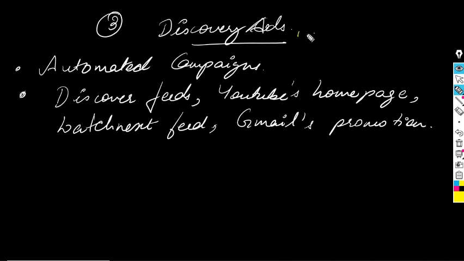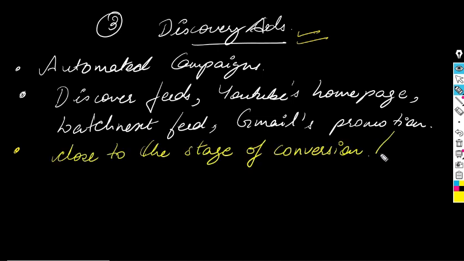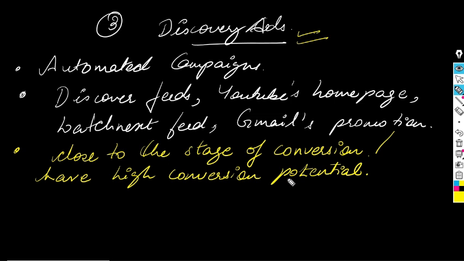So here you'll see that discovery ads is basically useful when you know that the people are more close to the stage of conversion, or they have a high conversion potential. Now the question is, why is this advertisement going to appear only at these places? Discover feeds, YouTube homepage, watch next feeds. Because the user at this point is already browsing.